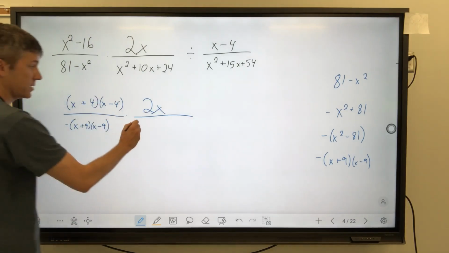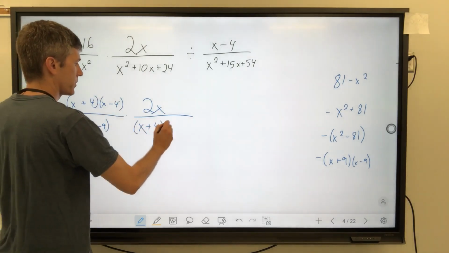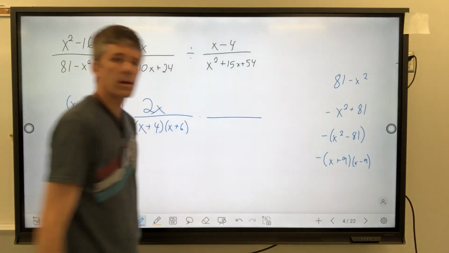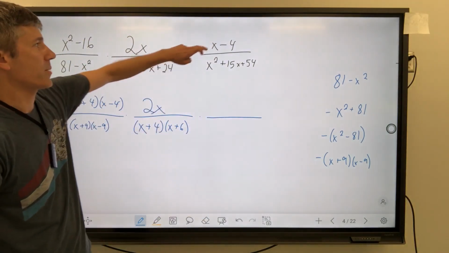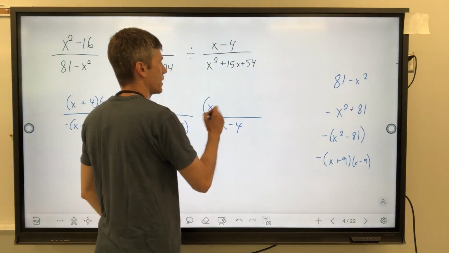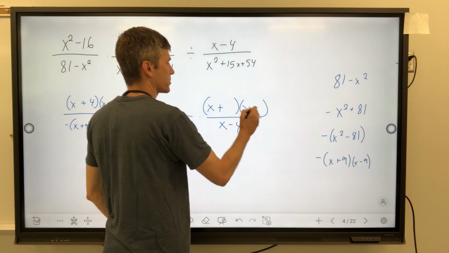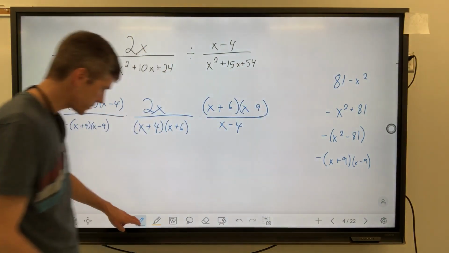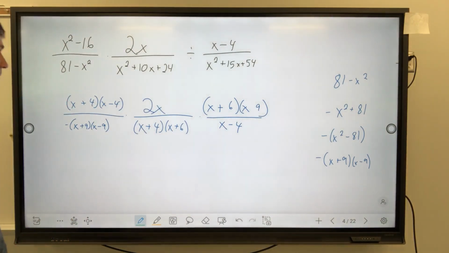We can factor this, x plus 4, x plus 6, divided by. Okay, flip it over, factor at the same time. X minus 4 was in the numerator, now it's in the denominator. And then x plus something and x plus something. Two things multiplied to give me 54. 6 and 9.